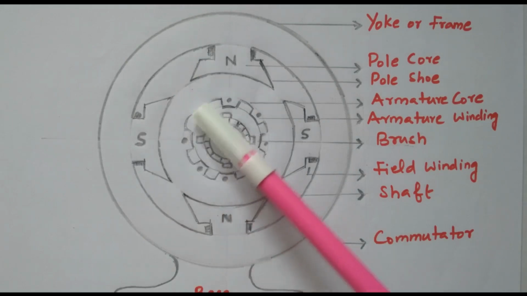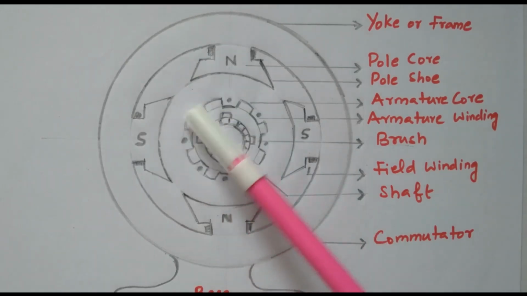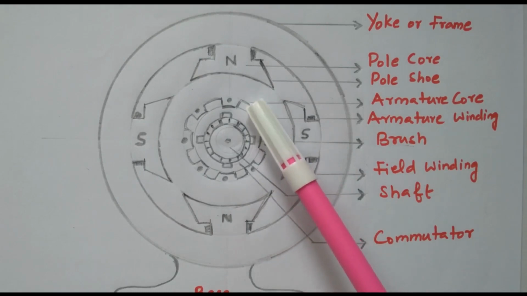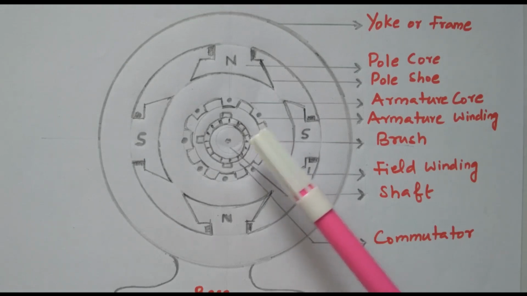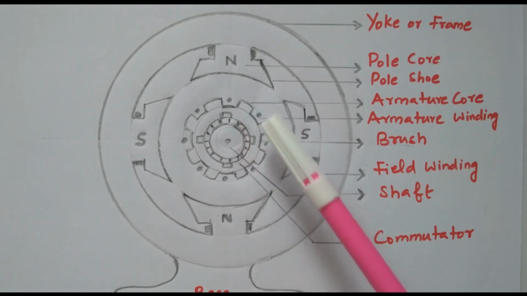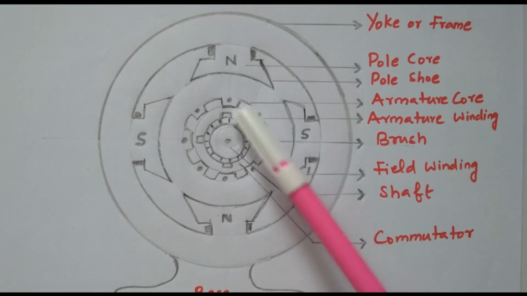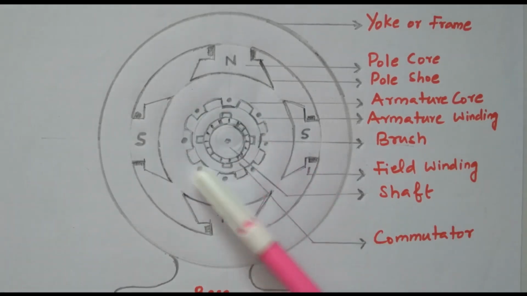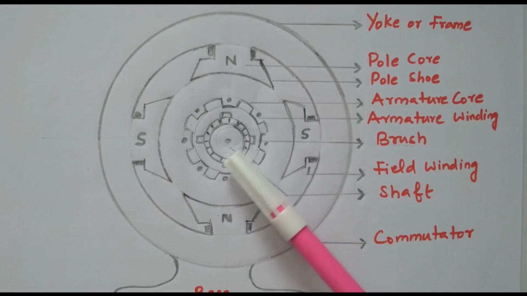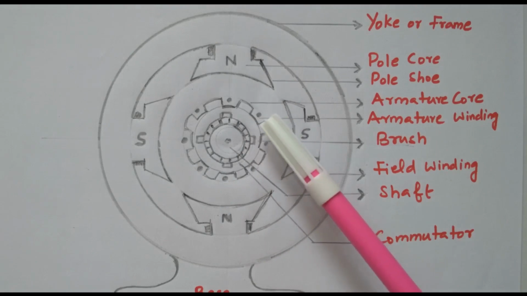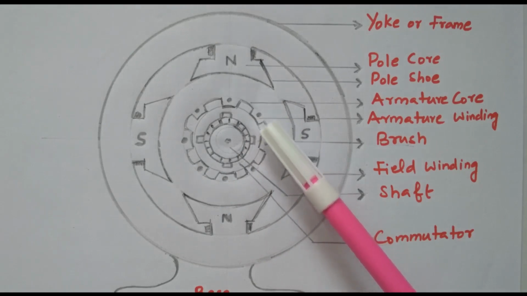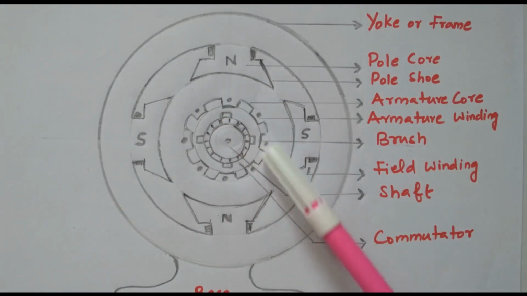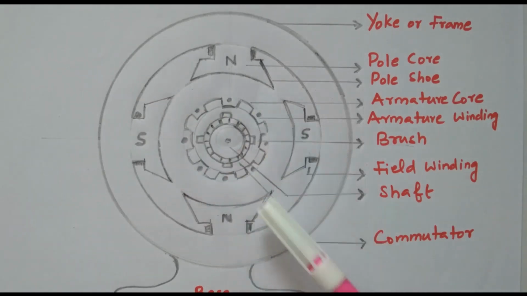Now the center is the armature. What are the parts available? This is the armature core. The armature core is the place to put the windings. These dots are the armature winding. This is a cross sectional view. Normally the armature is available in a cylindrical form. So here the armature core is available, and over that the armature windings are placed. This dotted line refers to the armature winding, the rotating part.